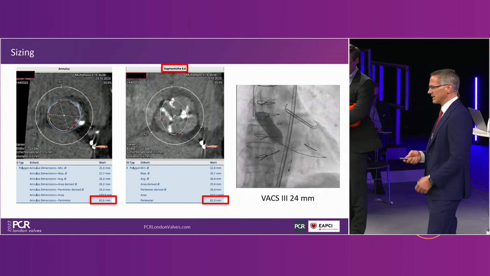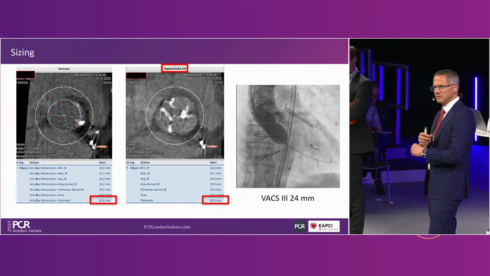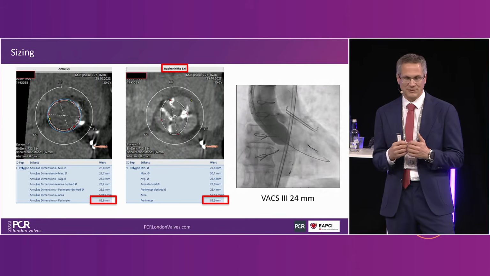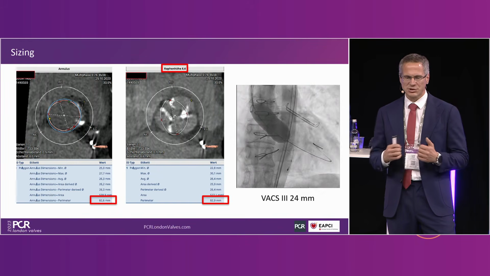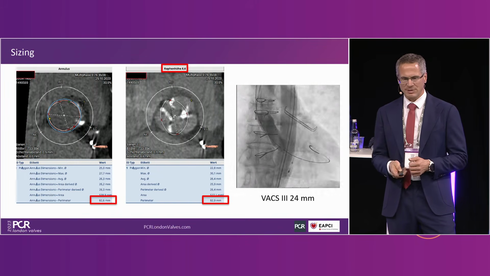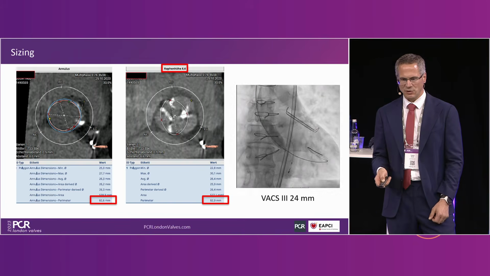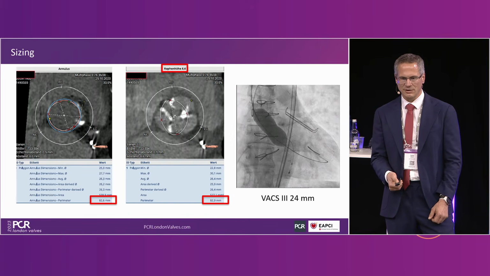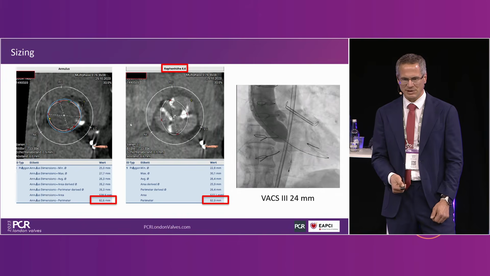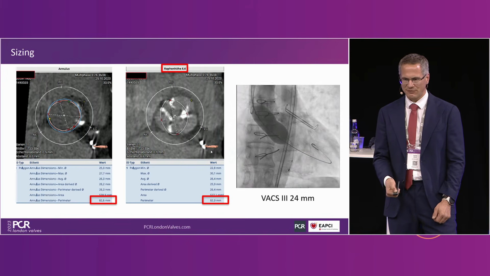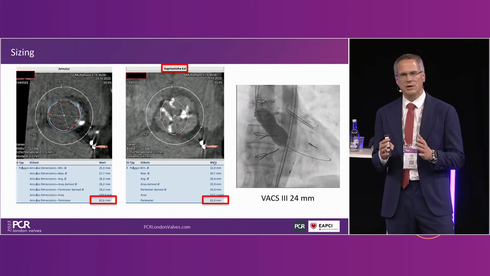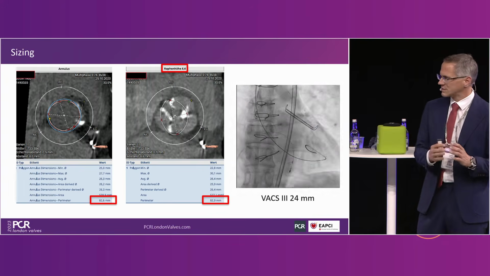Okay, so let's continue. But what is very important, also looking at this balloon, is that our aim was not to crack the functional raphe or to really push it aside aggressively. And you're also able to see this if you look at the numbers of the minimal diameter, which is 25 or 23. So with this 24 balloon, we are on the lower part of the annular measurement.